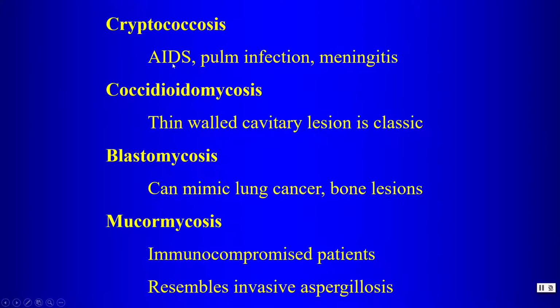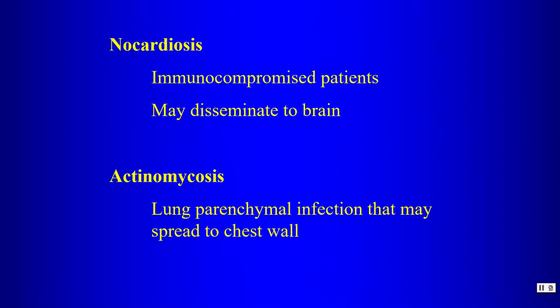Cryptococcosis can infect patients with AIDS. It tends to give you pulmonary infection, but it can also give you meningitis. So this organism can spread to the meninges. Coccidioidomycosis, the classic lesion here is that thin-walled cavitary lesion within the lungs, although this occurs in about 15% of cases. Blastomycosis can mimic lung cancer, but the thing to remember here is that it can disseminate to bone and give you osteomyelitis. Mucormycosis affects immunocompromised patients and resembles invasive aspergillosis, gives you cavitary lesions, and might give you the air crescent sign.